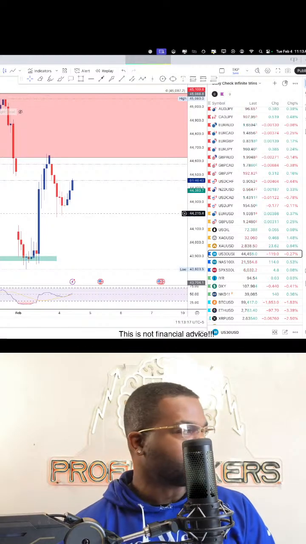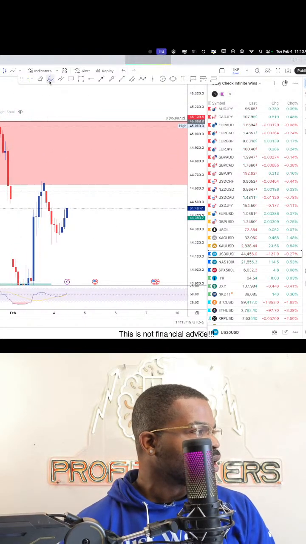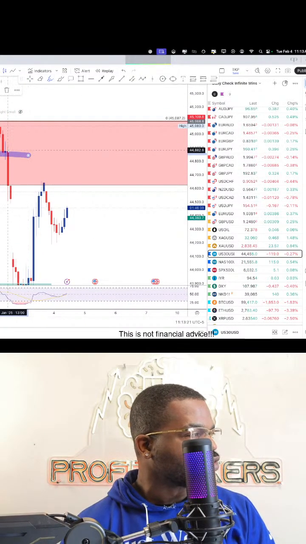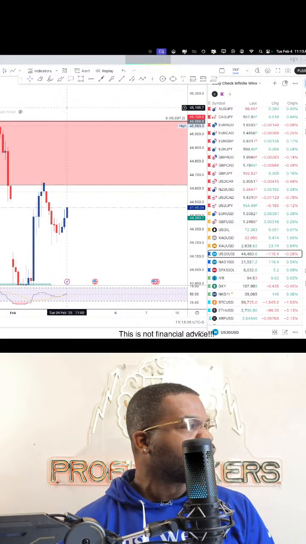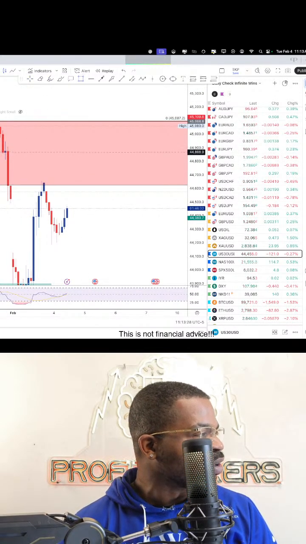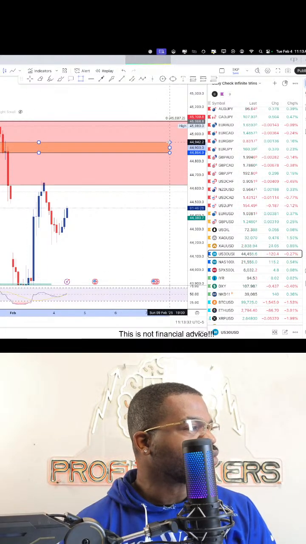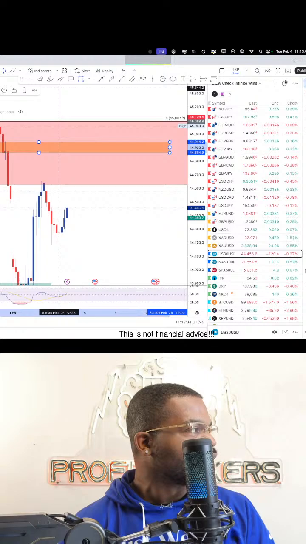So I see where we want to go. Right up here at the highs where we had this structural level right here. Price broke it, but we have yet to retest that area, so let's see if we can catch a continuation of this uptrend on US 30.